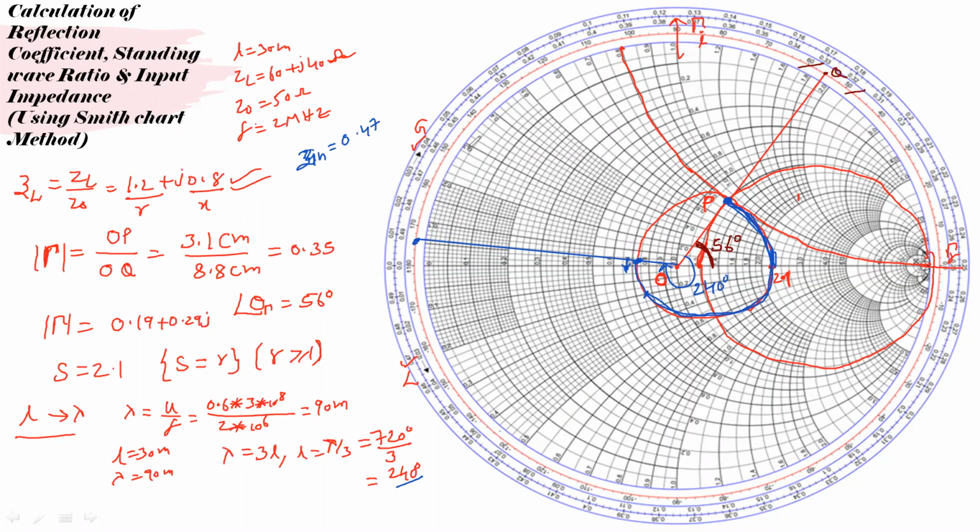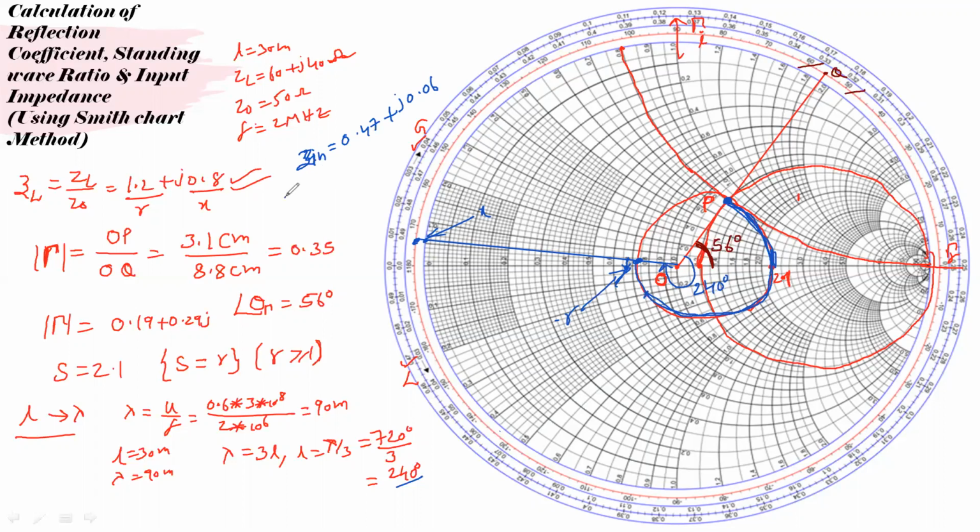To get the X value, you need to move on to the periphery. This is the point I got. This is in between 0.0 and some value, so plus j 0.04 or 0.06. This is the X value, and this is the R value. Adding both gives the normalized impedance.